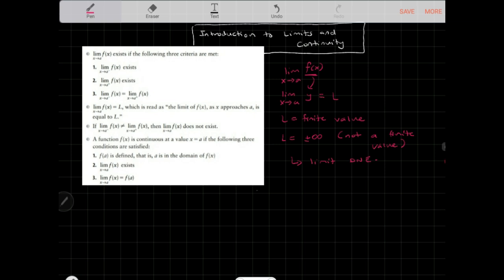Okay, so I've written down some criteria for when limits will exist, right? So limit as x approaches a of f of x exists if the following three criteria are met, right? And basically, the limit should always equal a finite value. So let's say limit as x approaches 3 of f of x is equal to 5. Okay, this is a finite value, right? Now, if this is our graph, and as x approaches 3, and let's say this is 3, is equal to 5, and let's say that this is some value here. Okay, this is like 0 and 2, and then this point here is 5.